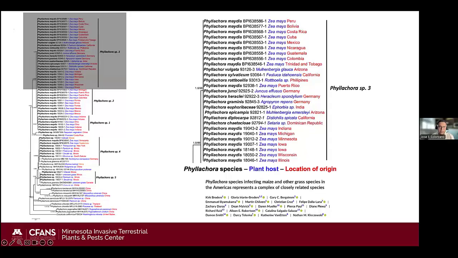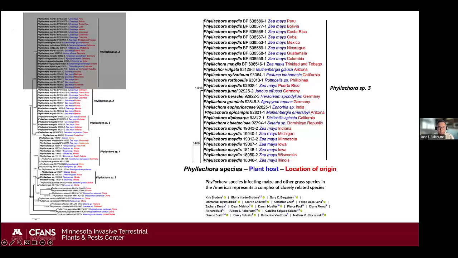The black font represents the different Phyllachora species. The blue font represents the different plant hosts, and the red represents the different locations from where these Phyllachora samples were collected. So in this cluster, you are observing different Phyllachora species, including Phyllachora maydis.